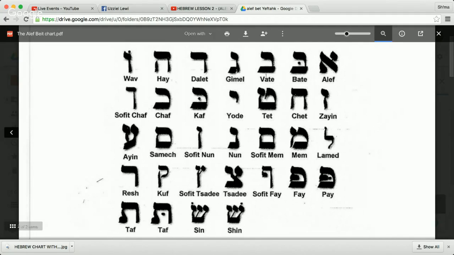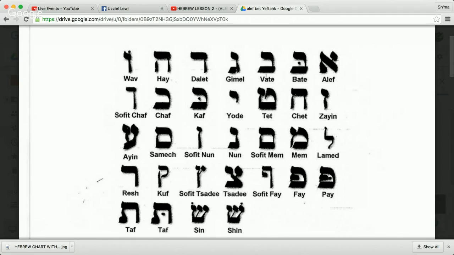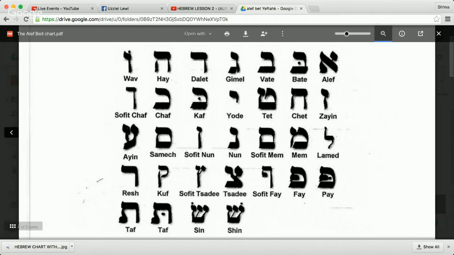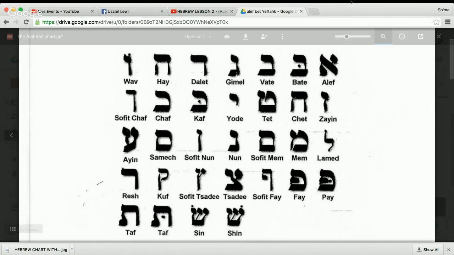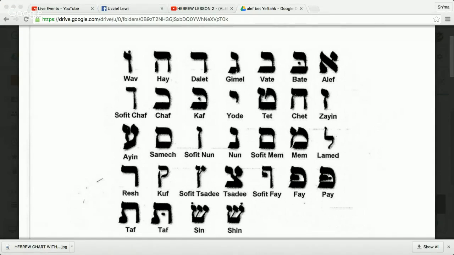The first one is Kaf Sofit. The next one is Mem Sofit. The next one is Nun Sofit. The next one is Tsade Sofit. Kaf, Mem, Nun, Fei Sofit. Fei Sofit. I'm jumping. Okay. So let me go a little bit slower.